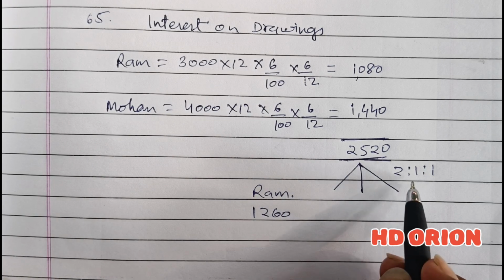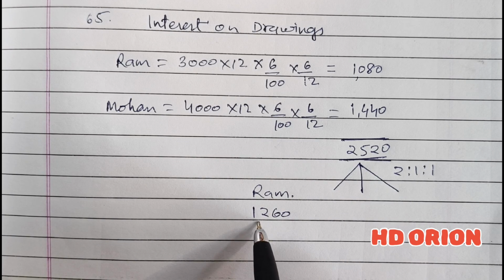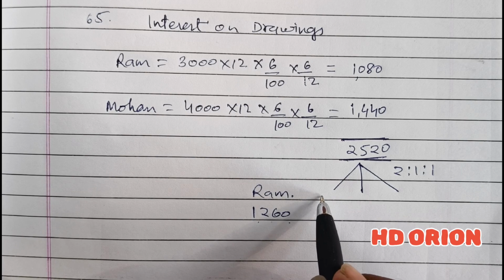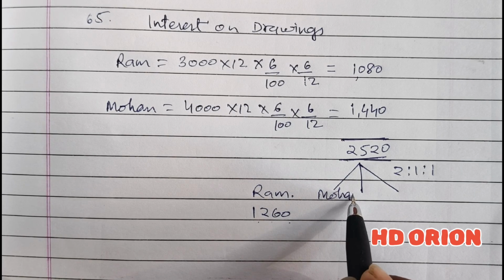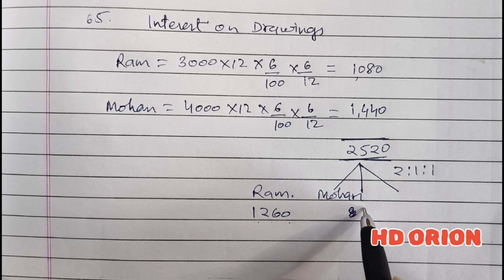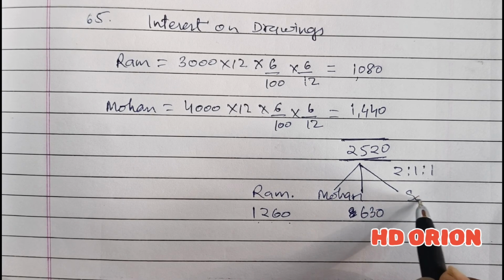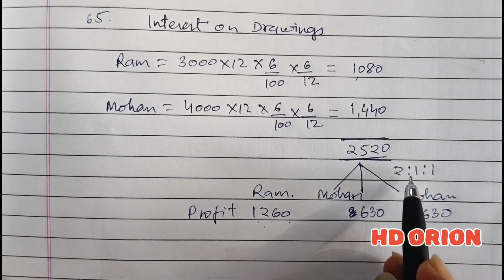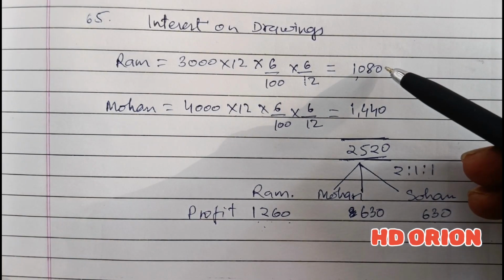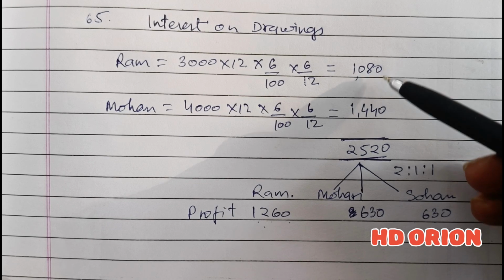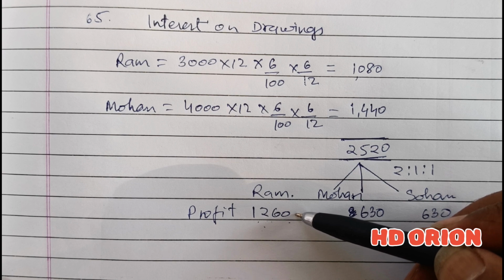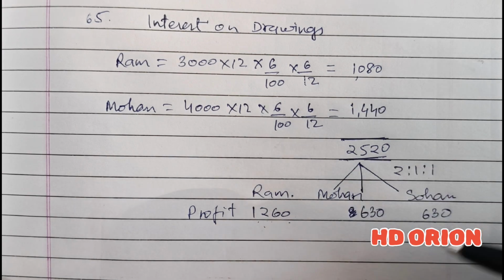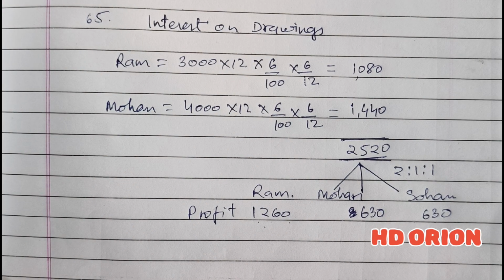When you break this amount in this ratio, 2:1:1, you will get Ram's portion 1260, Mohan's portion as rupees 630, and Sohan again 630. So it has been given to the partners this way, profit in the ratio 2:1:1. Now this is the amount which Ram paid to the firm, and this is the amount which Ram received as profit from the firm. So that is where the answer lies. So let us see what actually we have to do.